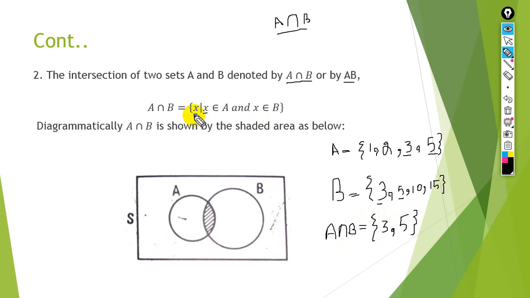In set builder notation, this is x such that x belongs to A and x belongs to B. For example, we take 3. So 3 should belong to set B and it should also belong to set A. The same with 5: 5 belongs to A and also belongs to B.